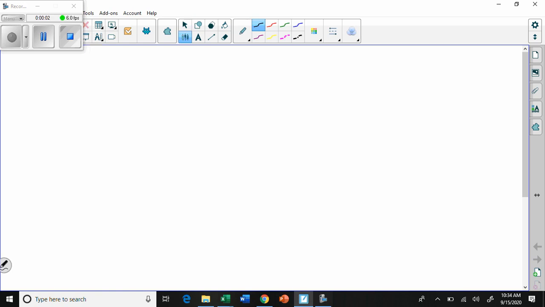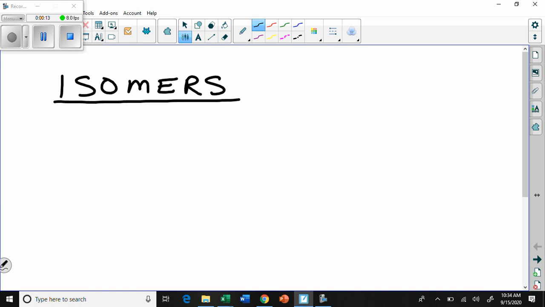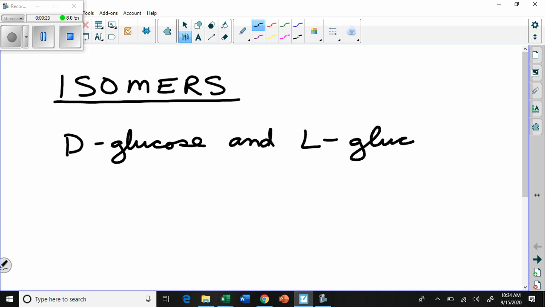Here we go again. This time we're going to call this isomers. And then the subtitle is going to be D-glucose and L-glucose, and what that's all about.